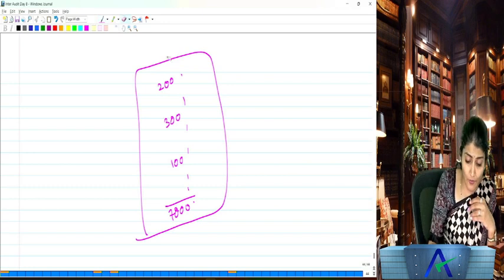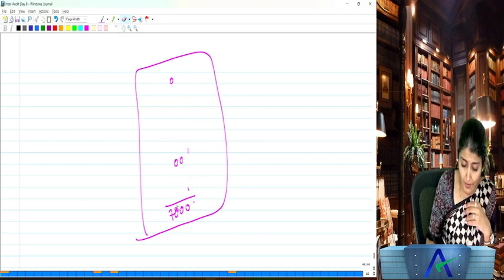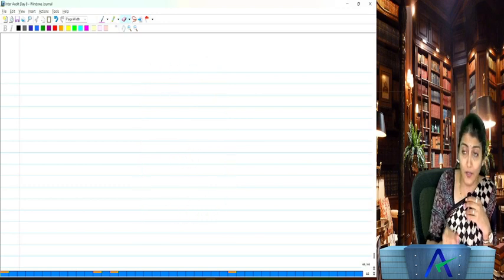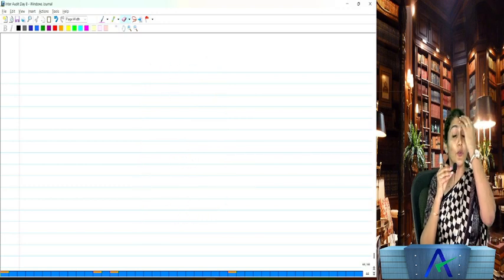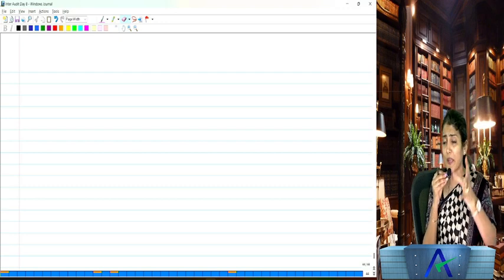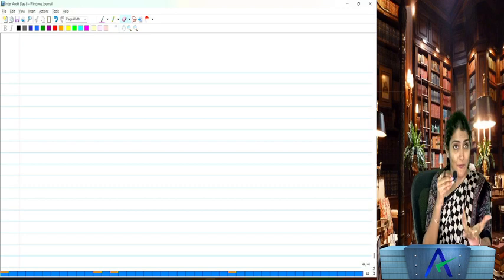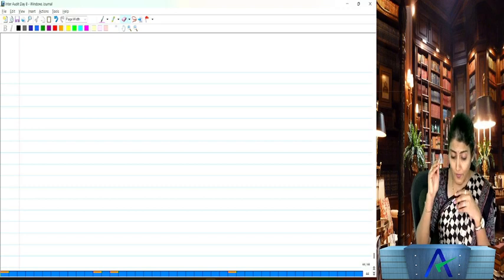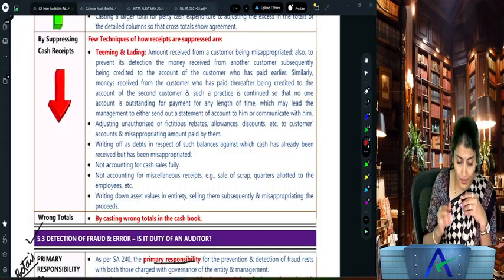Right, by taking the wrong totals, right? So showing a higher amount of expenses than what actually is. Like yesterday I showed you when we were doing value weighted selection, 10 rupee, 20 rupee, 10 rupee, 20 rupee. So it is easy to take a wrong total. Right, so easy to manipulate by taking a wrong total over there. Okay, right.